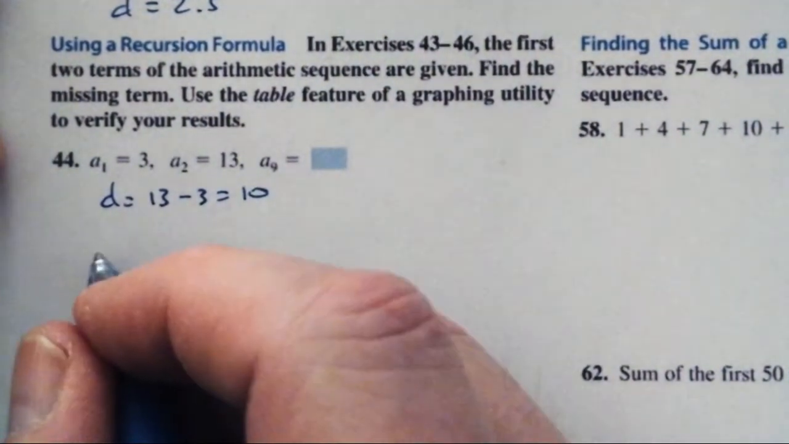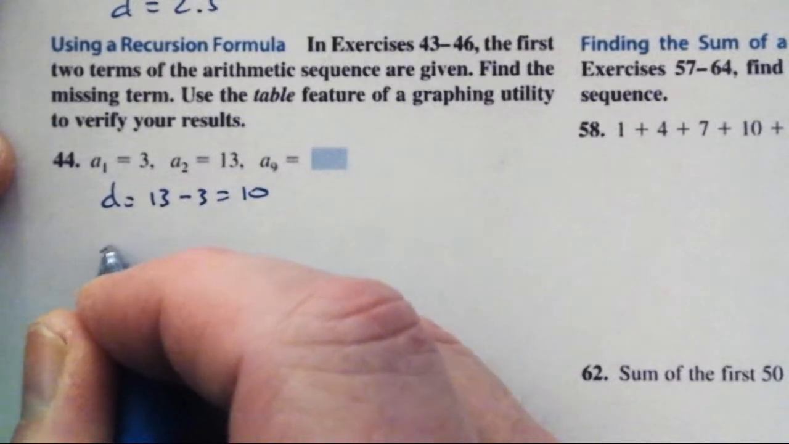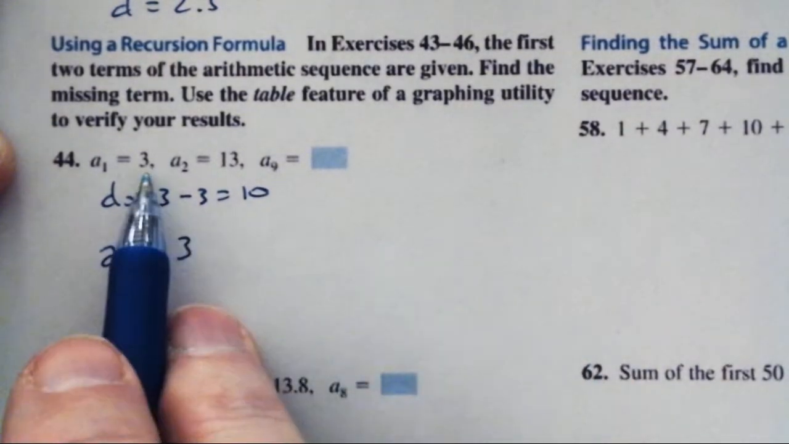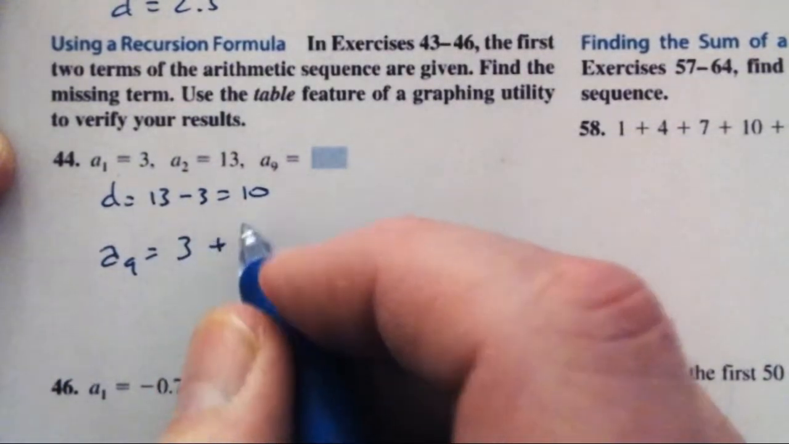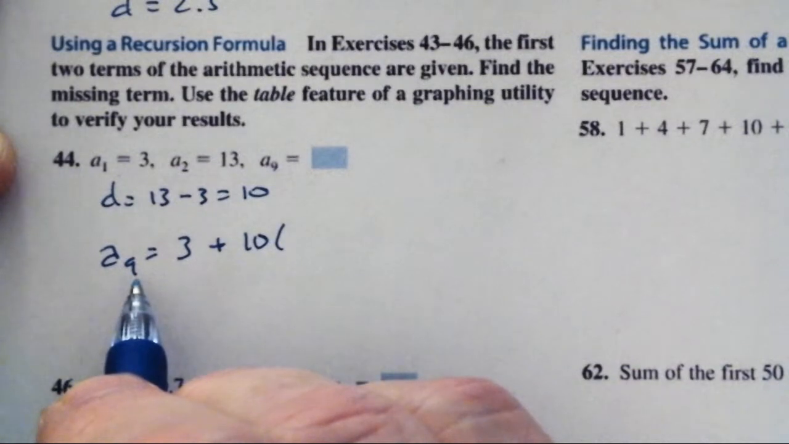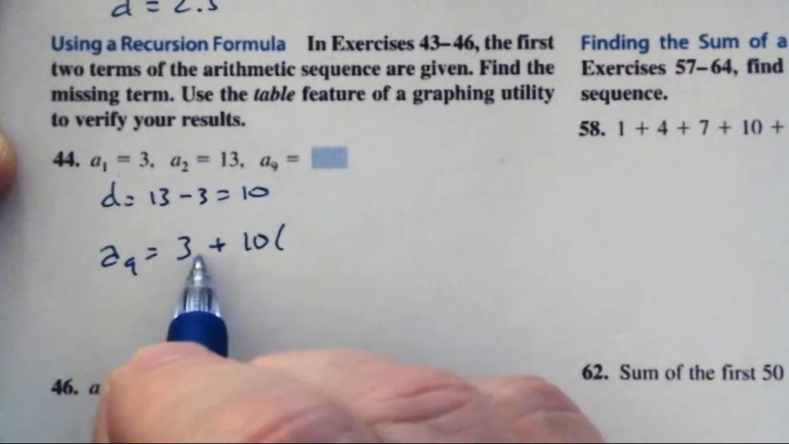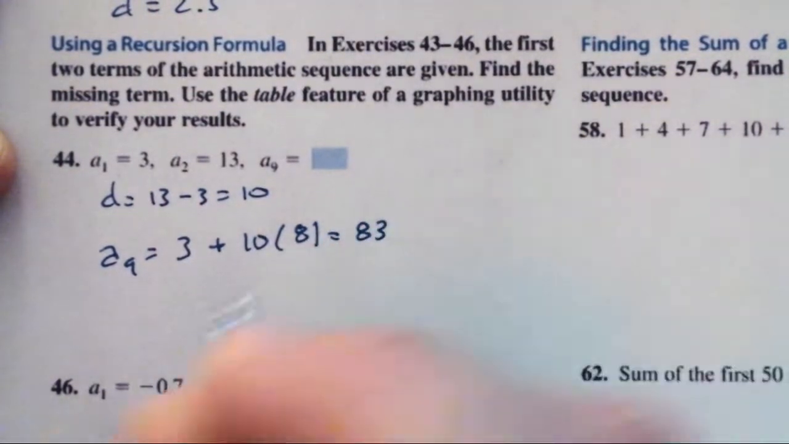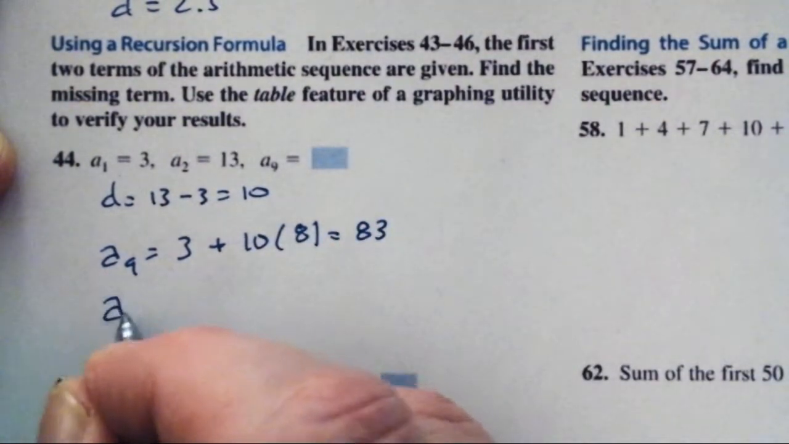And if I've got that, I can just say the 9th term equals: start at 3, start adding 10s. How many of them? How many steps to the 9th term from the first term? 9 minus 1, 8. And we get 83. Note, you could also do this.